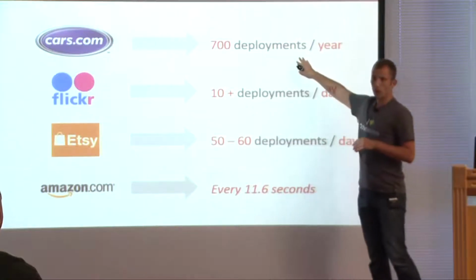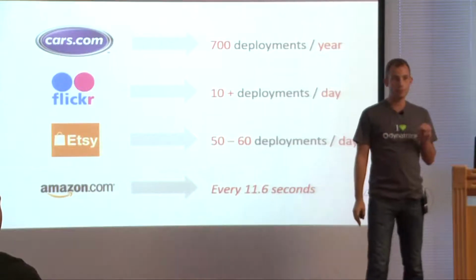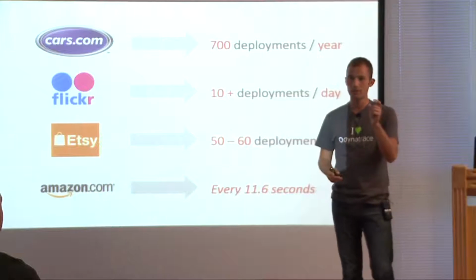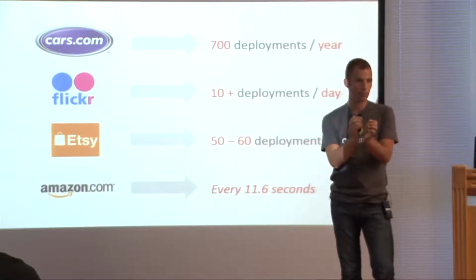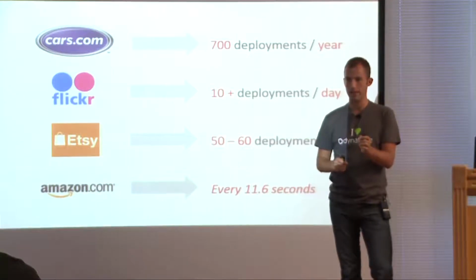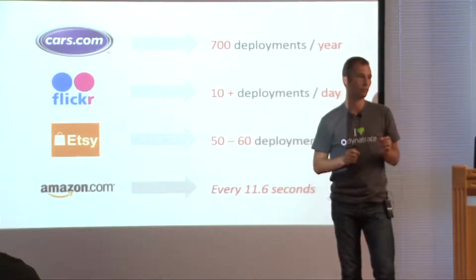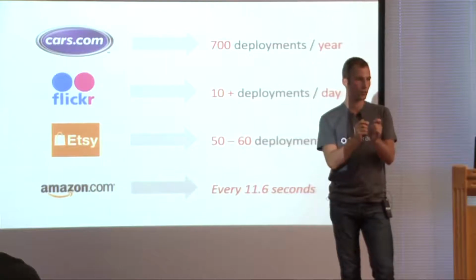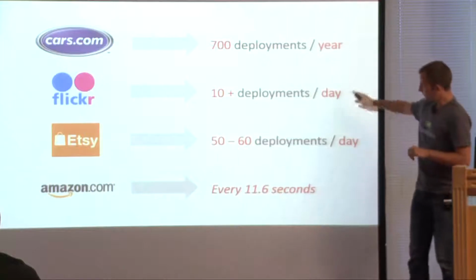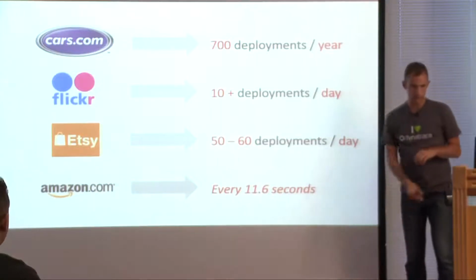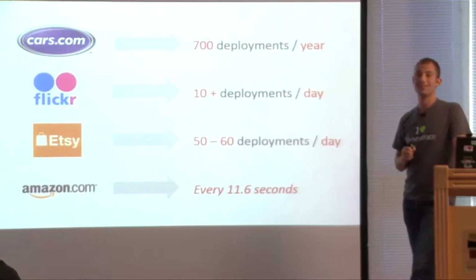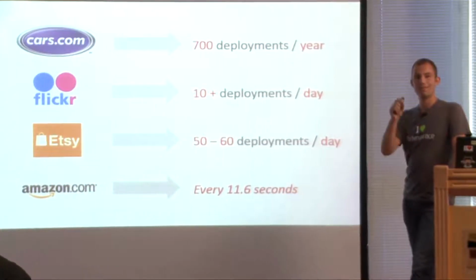By the way, if they deploy so often, that doesn't mean that their website, Cars.com, changes significantly twice a day. The key to success is small changes, being able to push maybe a fix for a JavaScript file out there fast, or add a new Facebook like button on one of the product pages. Small changes that you can also revert back fast. The most impressive one is obviously Amazon. They deploy a change into production every 11.6 seconds. Okay? But again, these are very small changes.